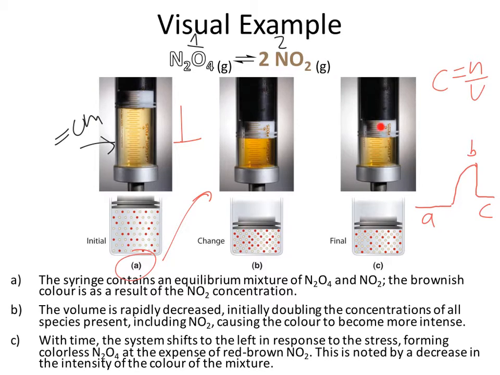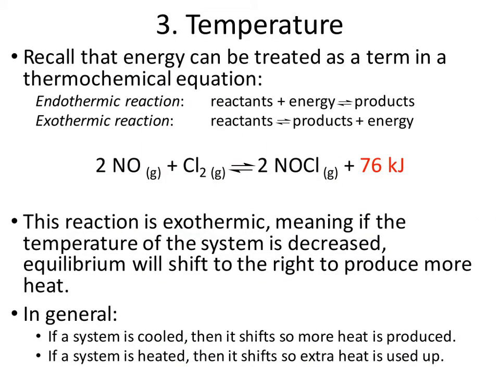So once again, from here to here, we see a difference in color change because our equilibrium is shifting from the side that has more moles into the side that has fewer moles. The side that has fewer moles is more colorless, and that's why we see a little bit of a lighter color. Now, going on to temperature.